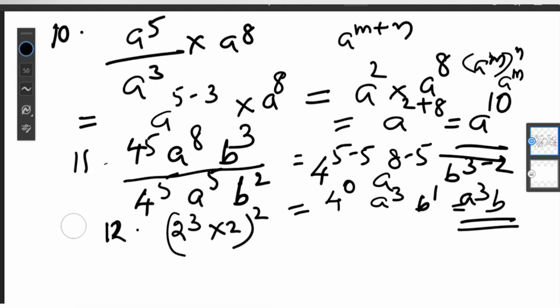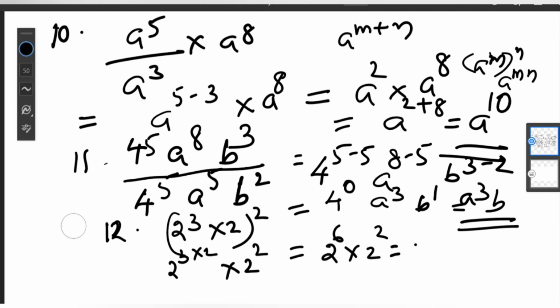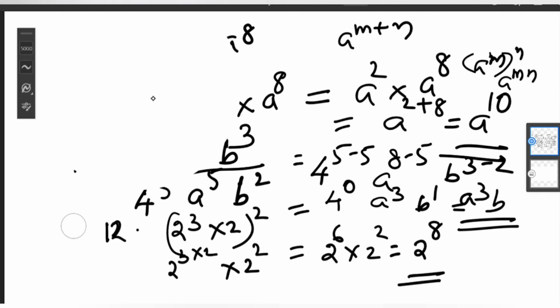2 cube into 2 whole square. We have already told that (a^m)^n is equal to a^(mn). So 2 cube into 2 multiplied 2 square, that is equal to 2 to the power of 6 into 2 square, which is equal to 2 to the power of 8. If it is given like this, what we have to do is 2 cube into 2, 3 into 2, that is 6 into 2 square, that is equal to 2 to the power of 8.